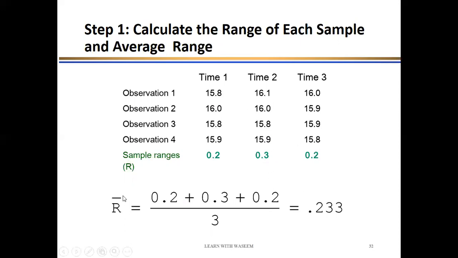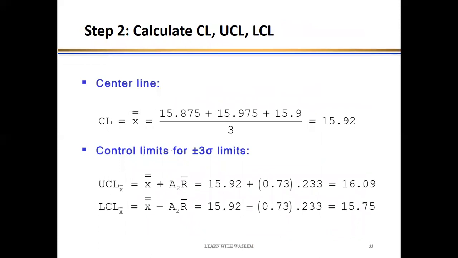Now if you want to find the R bar, R bar is actually the mean of R. So this plus this divided by the number of values, 1, 2, 3, so 3. So its R bar would be 0.233. You have to remember this value: the R bar value is 0.233. For the X bar chart, as you know, the center line is X bar, but for the R chart, the center line would be R bar.